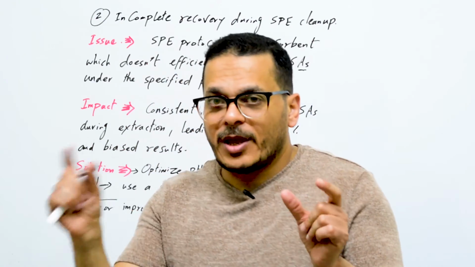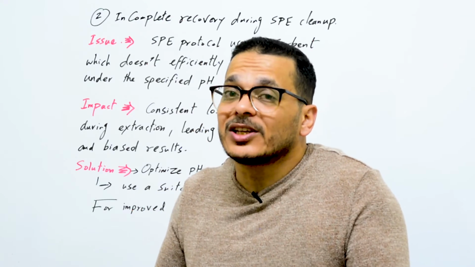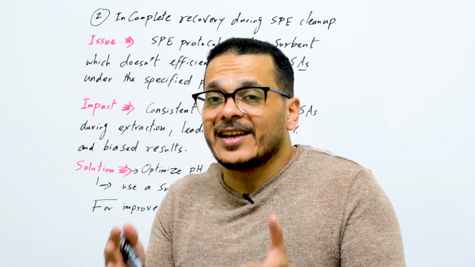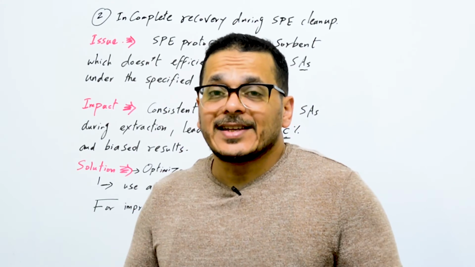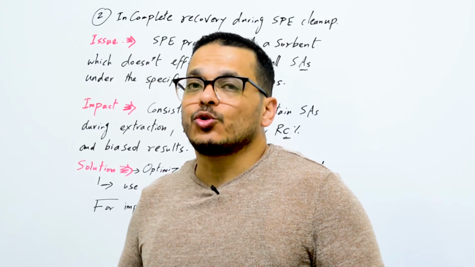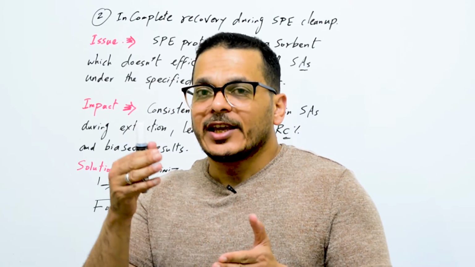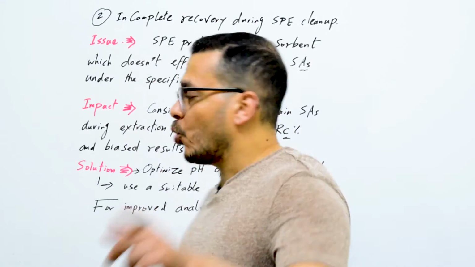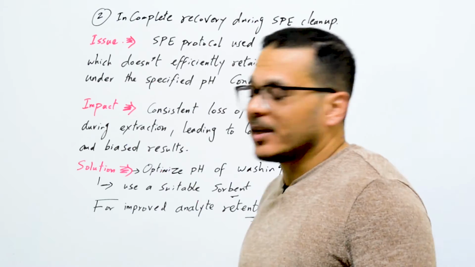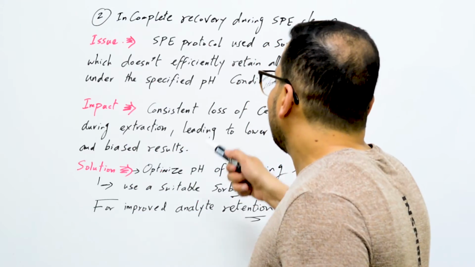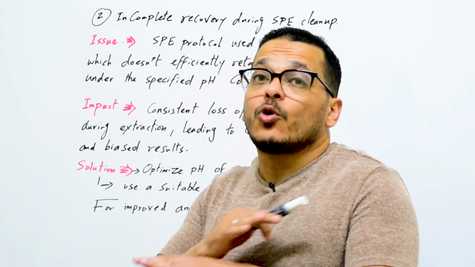So another problem, maybe two problems: the solvent is not suitable or the pH of the washing solvents does not fit or is not suitable to retain sulfonamide compounds and transfer other matrix interferences. So in this case, the impact of this issue is that it will reduce the concentration of target analytes because you cannot extract all sulfonamides. So we have the impact: consistent loss of certain sulfonamides during extraction, leading to, for sure, lower recovery and biased results for all samples.